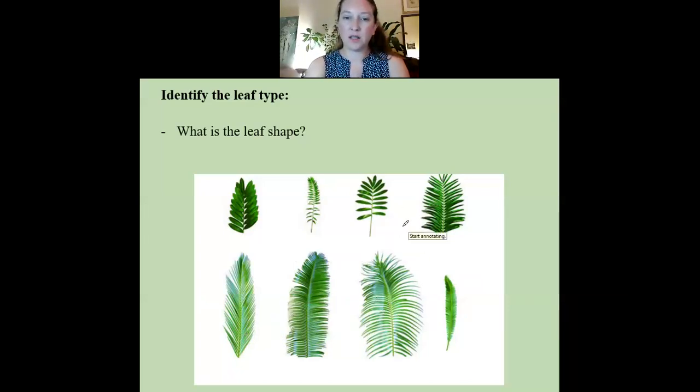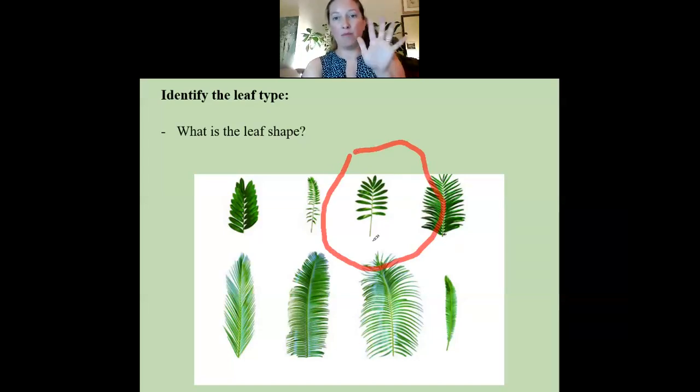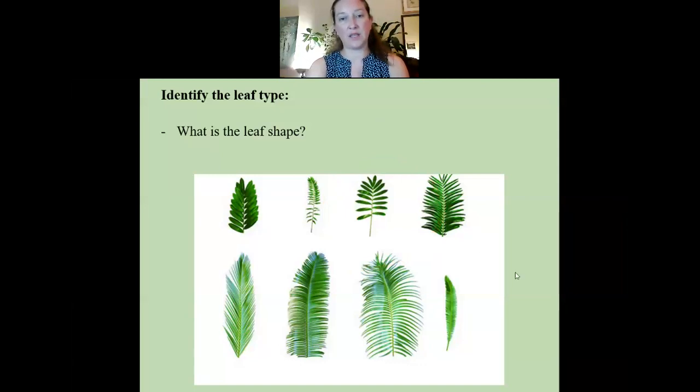So let's look at this one here, right? I told you all of them have the same division. So it's compound. Is it palmately compound? Is it shaped like a palm? No. It's pinnately compound, right? Shaped like a feather. And so how many divisions does it have? Well, looks like just one, right? Just one. And so all of these leaves on this slide are 1 times pinnately compound.